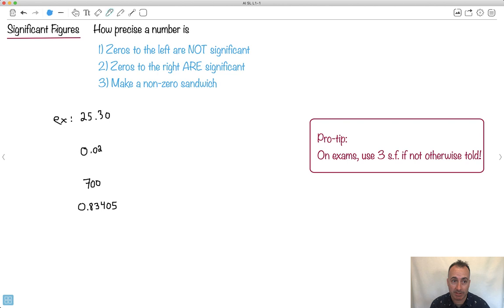All right, so let's actually talk about significant figures. That's where it gets really interesting. Significant figures tell you something about precision. They tell you something about how we actually gathered that data or that information. So there's a few things about it I want to talk about.